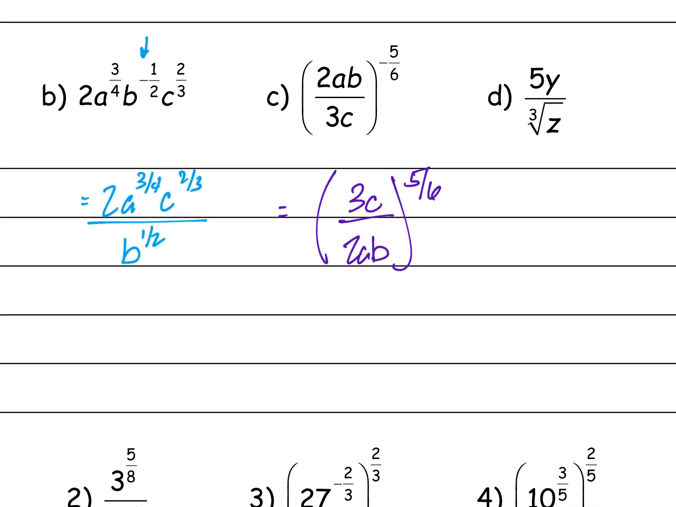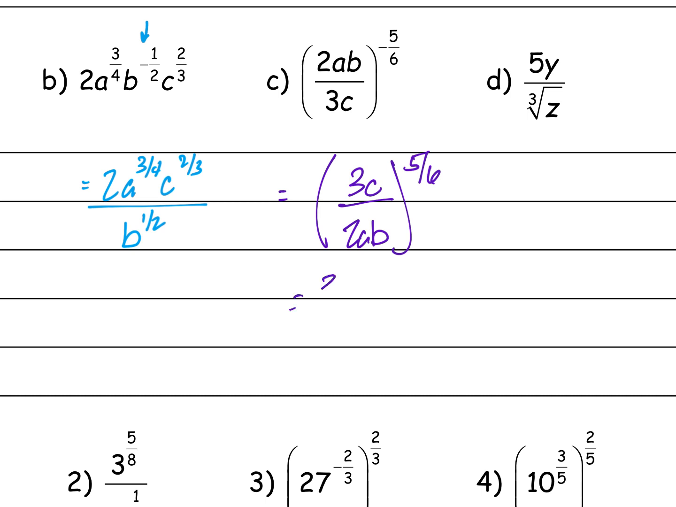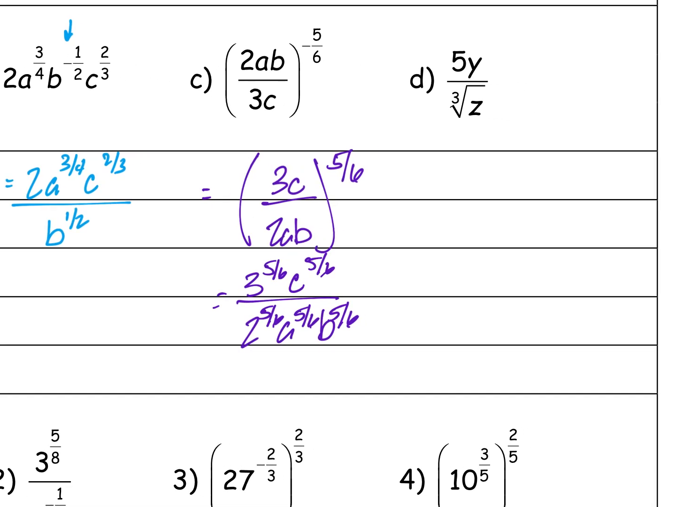And then I could distribute that through, right? So it should be 3 to the, which kind of looks really ugly, but I think either way, because it can't be simplified, I would accept either way. That one looks worse than the other way. So either way. And then D, it wants it with exponents, so this would just be 5y over z to the 1/3. And that's it.